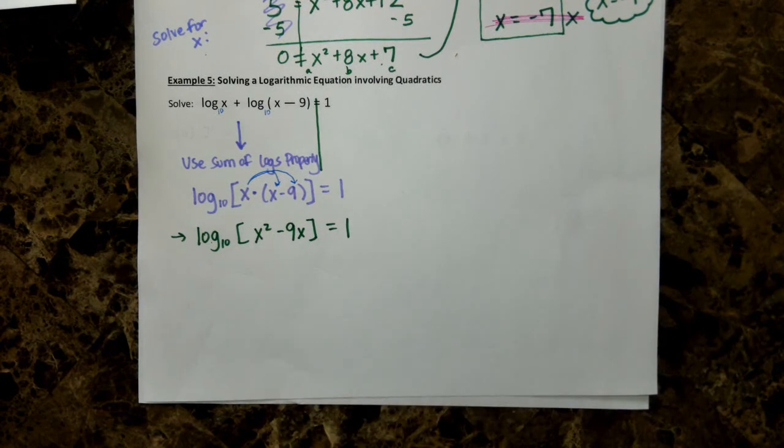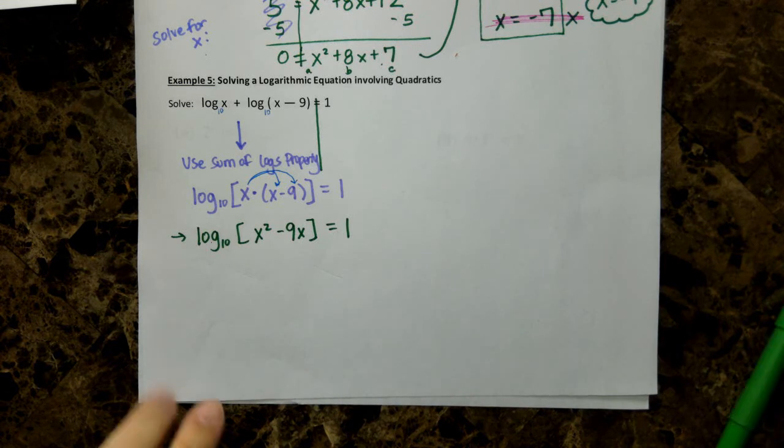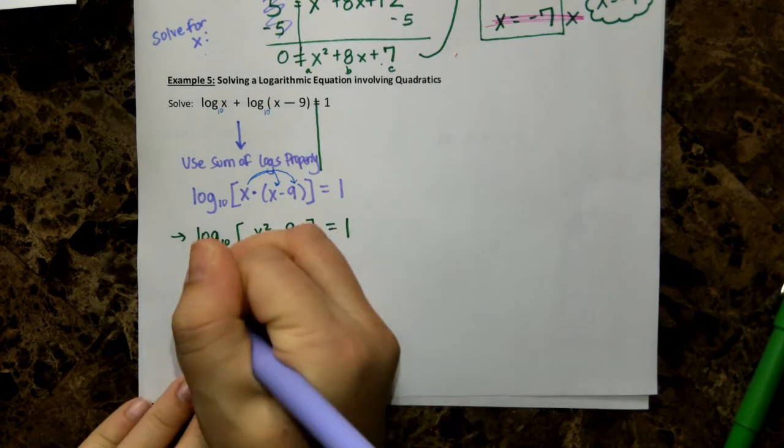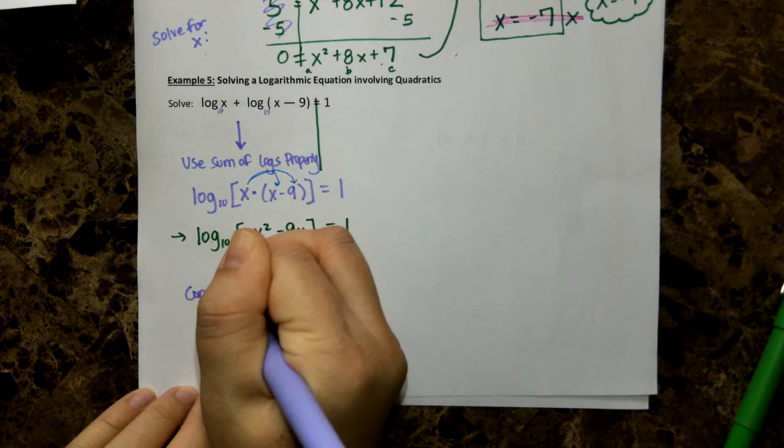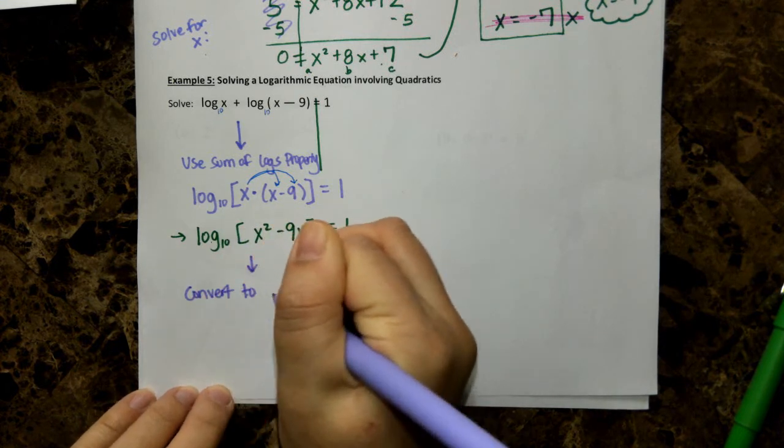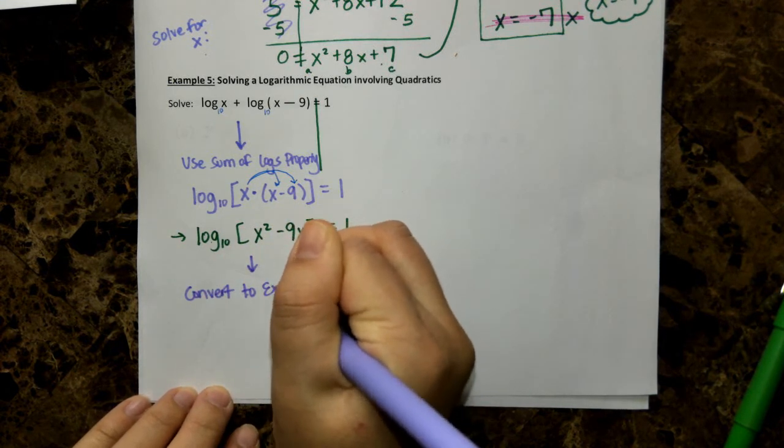We still don't know what x is. That's the whole goal, to figure out what x equals. It doesn't help me much in this form, but let's go ahead and convert it to exponential form and see if we can solve it in that form. So we're going to go ahead and convert this to exponential form.